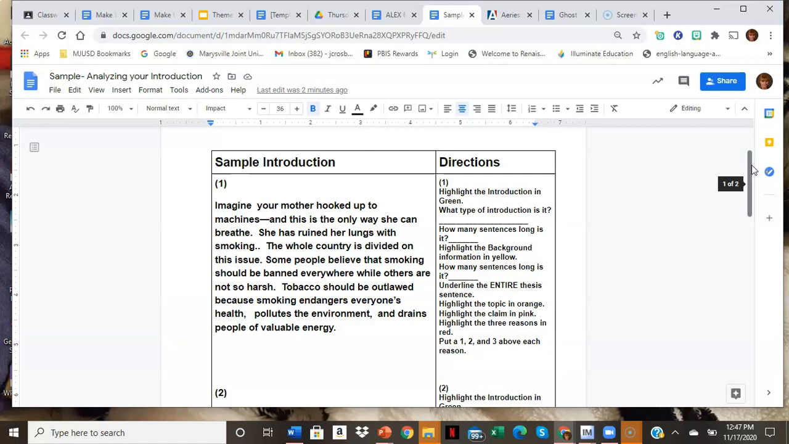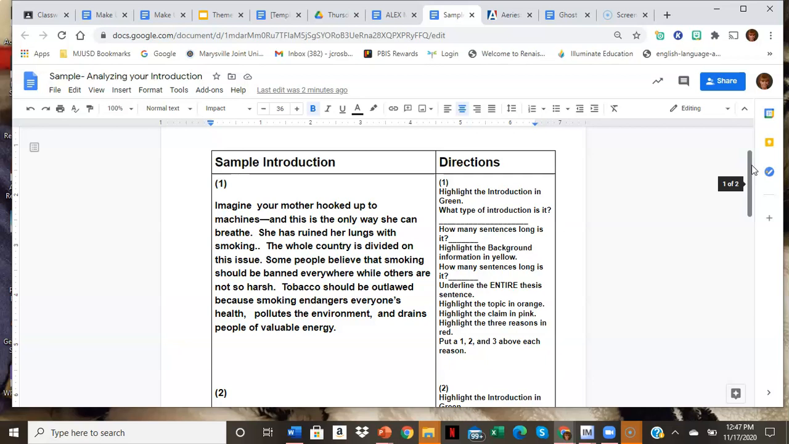We also discussed how background information should be pretty general. It's stuff everybody already knows. Then you have your thesis sentence at the end. A thesis sentence is one sentence. That's why we call it a thesis sentence. And a thesis sentence has its own 3 parts. It starts with a topic, then it has a position, and then it has 3 claims.